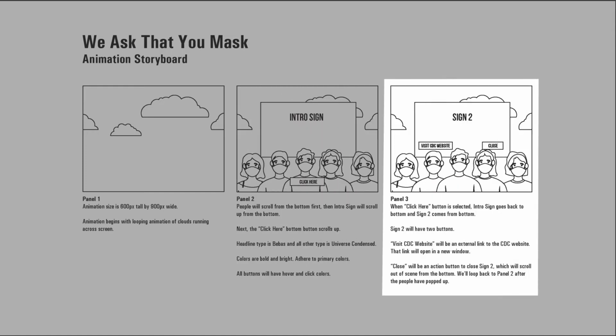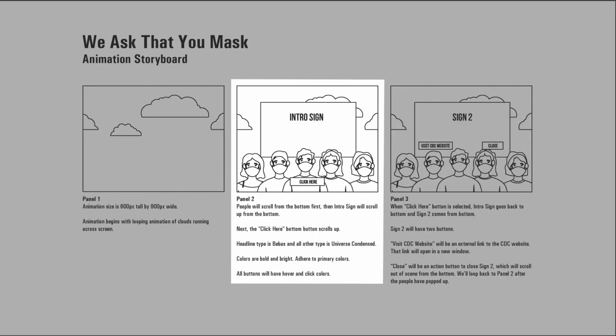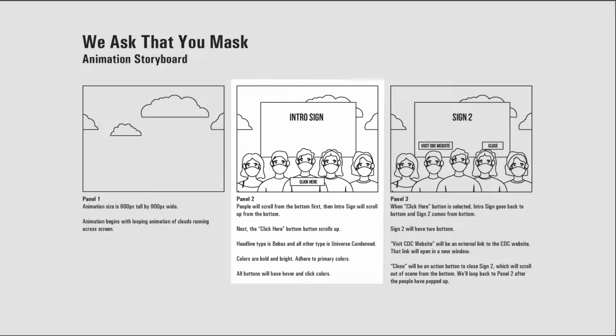Once the intro sign and click here button are off the stage, we'll move to panel 3, where sign 2 and the Visit CDC website button, as well as the close button, will scroll onto the stage from the bottom. Once they're on the stage in their final position, they'll scroll back off the bottom, and then we'll go right back to panel 2 with the intro sign and click here button scrolling back up from the bottom. Note again that we're not looking at stop or button actions. Those are saved for later videos. Instead, we're focusing on the movement of our big elements.